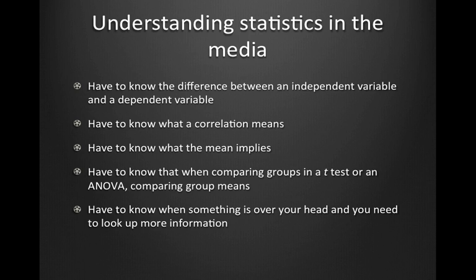Have to know that when comparing groups in a t-test or an ANOVA, what's really happening is you're just comparing means. So each of the groups, they have to be independent of one another, and they each have a group mean. And you're trying to find out, or whoever conducted the study is trying to find out, whether or not there are significant statistical differences in those group means. That's it. That's all that's going on there. Again, it's not causality. You're just looking at different numbers among different groups to see if they're higher or lower.